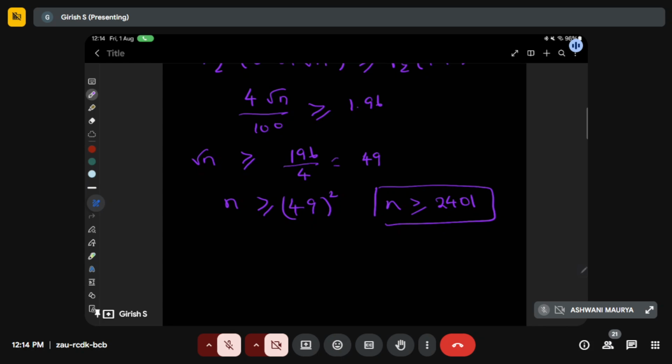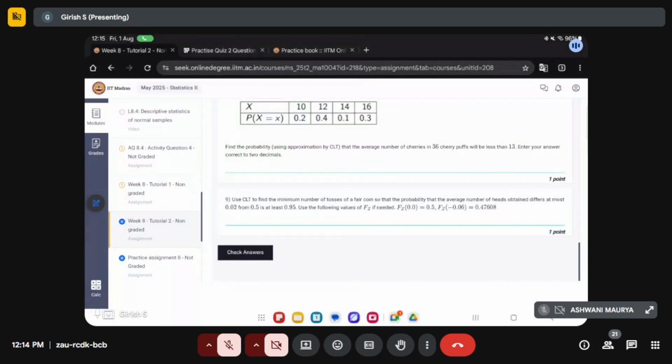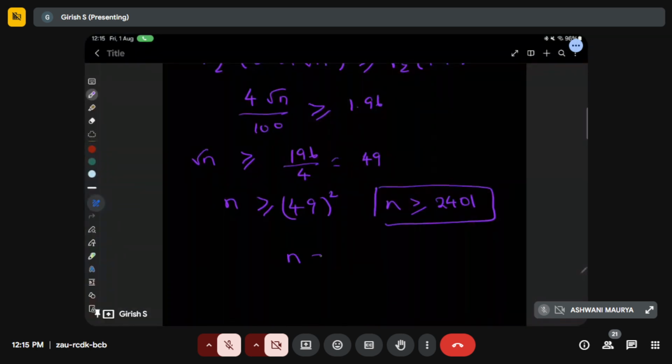So if I just go back to the question, they have asked for the minimum number of tosses, and this will be your minimum number of tosses, 2401. Getting this point?